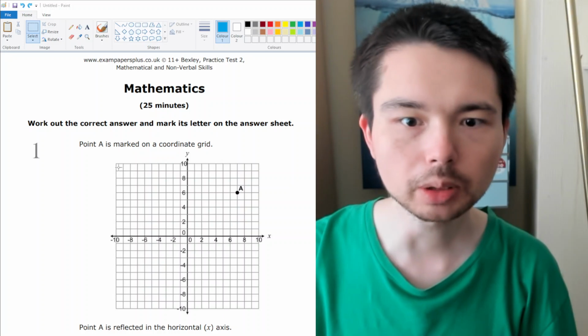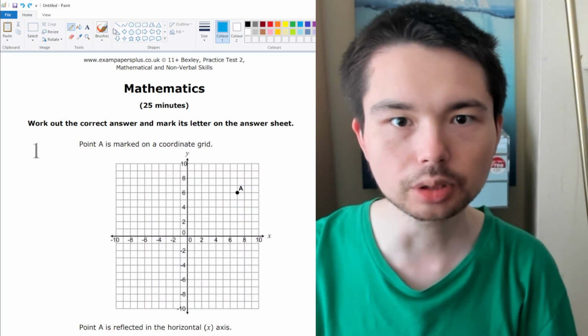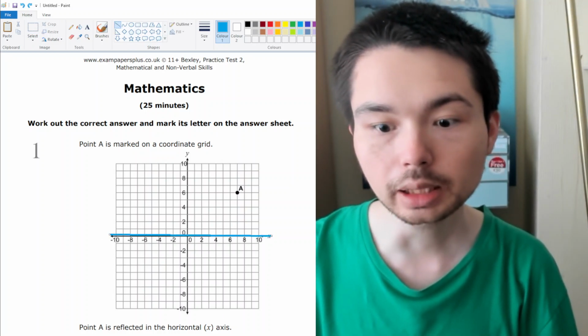Here we go. Point A is marked on a coordinate grid. Point A is reflected in the horizontal x-axis. Let's draw that straight away. The x-axis is this bit, so what are they telling us for this bit?